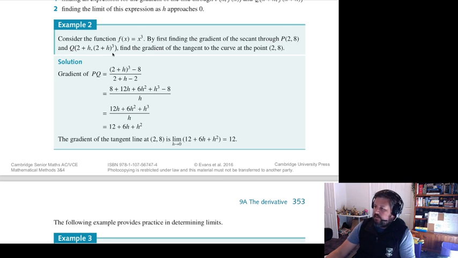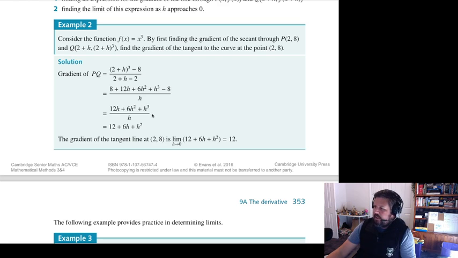It is the change in y values. So we've got the change here between (2 plus h) cubed and 8. Taking those away, the change divided by the change in the x value, so 2 plus h take away 2. We're expanding out and simplifying things down, grouping like terms and so forth. We get to this here.